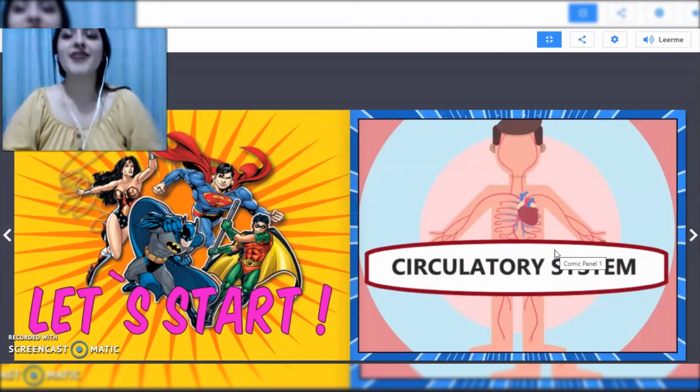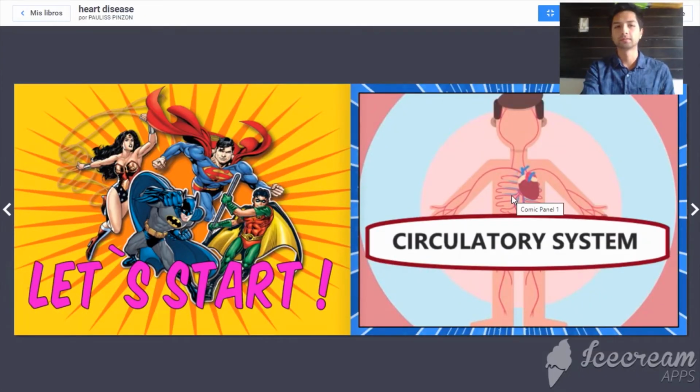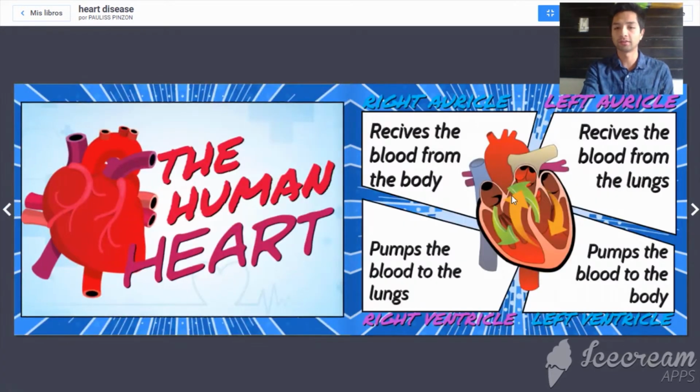Andres, what can you tell us about the circulatory system? Hi Paula, first of all, I'm so glad you have invited me. So, the first thing you must know about the circulatory system is that it has an engine. This engine is the heart.